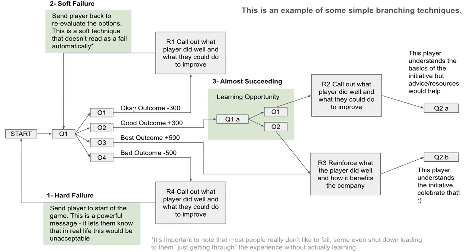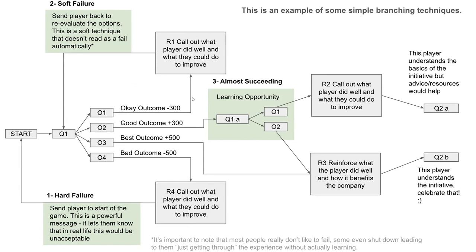If you choose the okay outcome, this would be an example in a conversation where you maybe just misunderstood a key point. Maybe someone looked at you a little strange and you had an opportunity to clarify what you meant. And in this case, you're actually able to reuse your content. So you're able to call out what the player did well, what they could do to improve, and just send them back to their original question to reevaluate these options and try again.